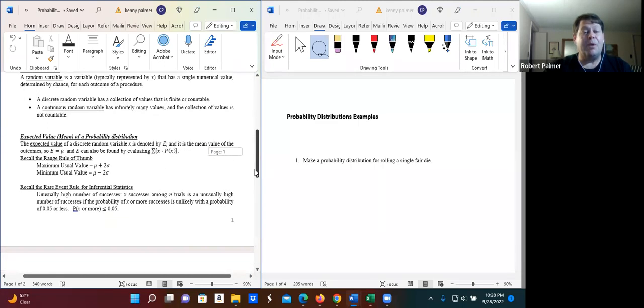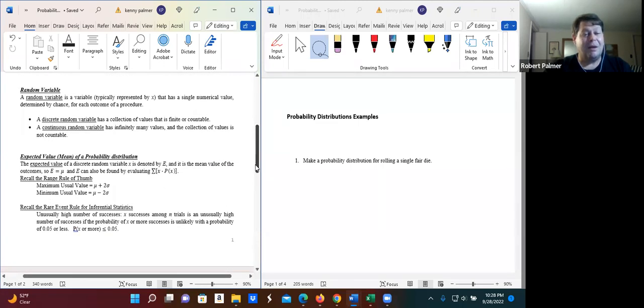Now, a probability distribution also has a mean and a standard deviation. The mean is called the expected value, which isn't always the best name for it, but let's explain what it is first. The expected value of a discrete random variable x is denoted by the capital letter E. It's the mean value of the outcome. So in terms of a population, E is the same as mu. E can also be found with this formula, once again using this sum, multiplying each possible outcome by its probability, then summing up all those. We'll see that later.